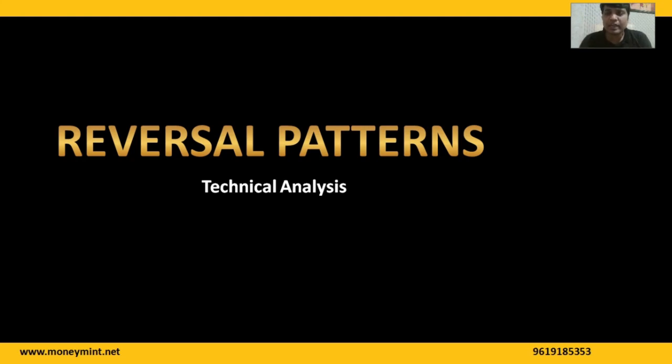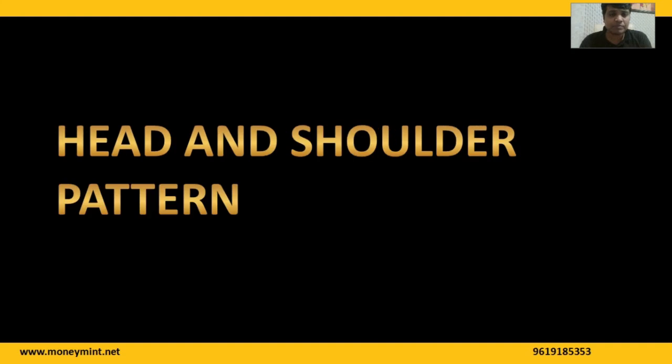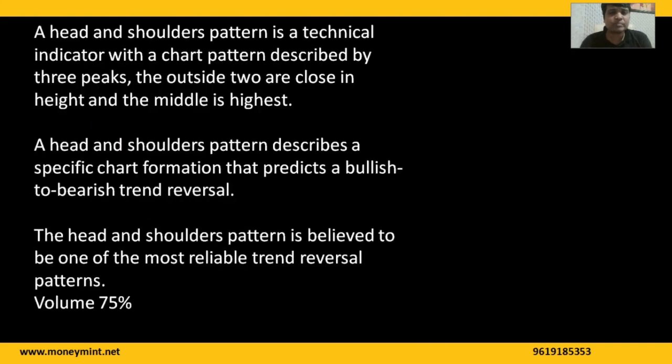What happens in the head and shoulder pattern? Let me explain. Head and shoulders is a technical indicator with a chart pattern described by 3 peaks. This is a standard definition. There can be more than 3 peaks, where the middle one is the head. This is the head, and these are the two shoulders. There can be many shoulders also. They are connected by the neckline, and when the neckline gets broken, that shows that this is a reversal pattern.